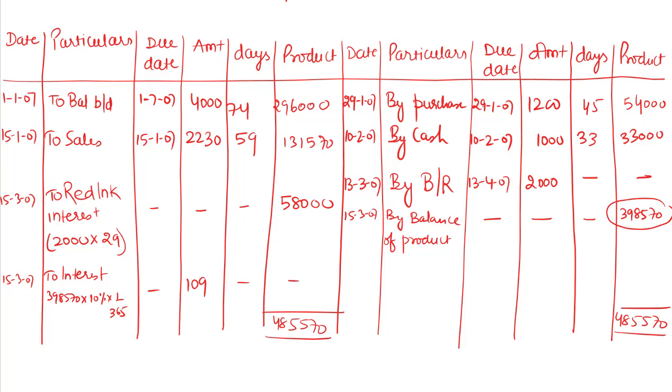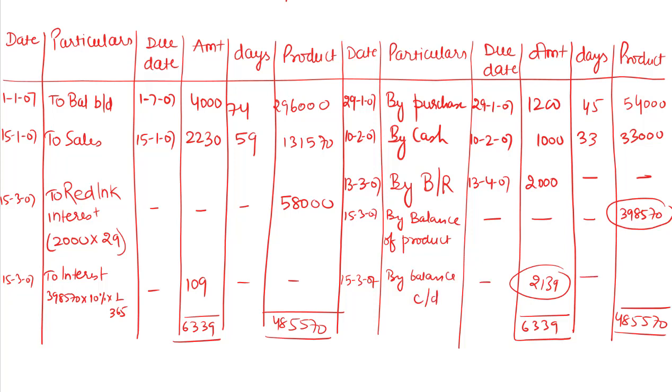Now quickly do the totals of the amount column. 4,000 plus 2230 plus 109, 6339. Balancing figure: 6339 minus 2000 minus 1000 minus 1200, 2139. Closing date 15th March 07, by balance carried down, 2139. I believe you understood this.